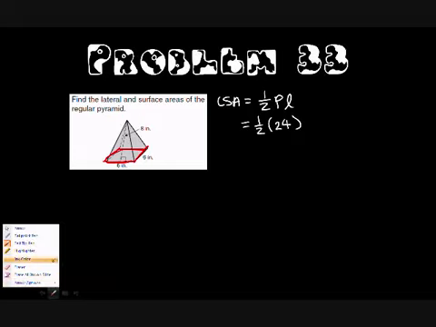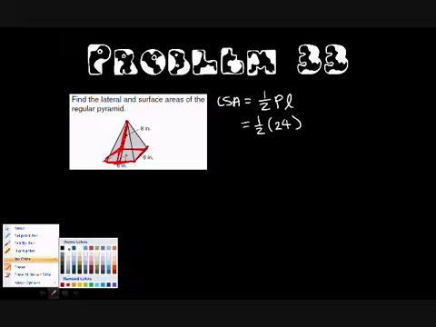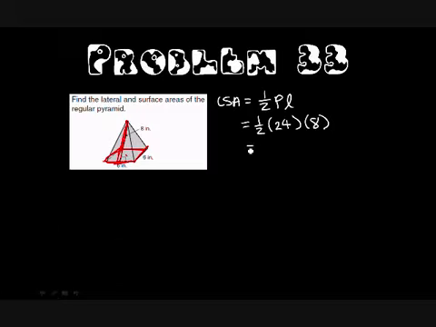And then our slant height is, remember, the height on the outside. So they actually have it marked right here, and that's 8. So it's from the tip to the outside edge, not to the center. So that's 8. So 1/2 times 24 is 12. Well, yeah, 12, but then I wrote 24. 12 times 8, and if we do 12 times 8, we get 96. And so that's your lateral surface area.